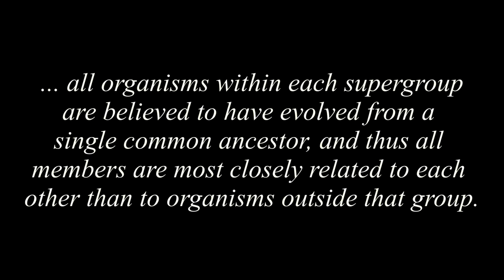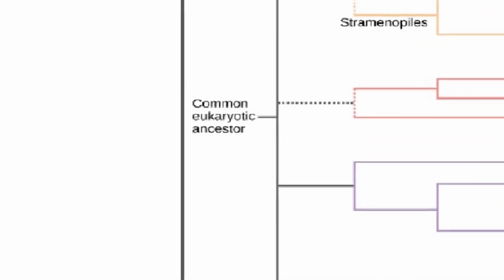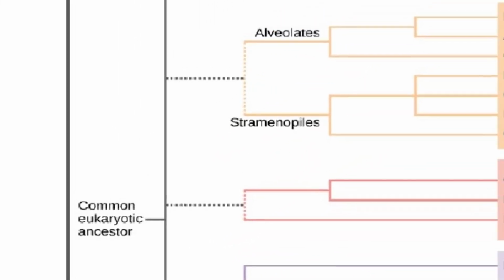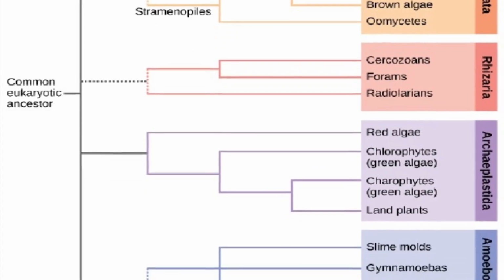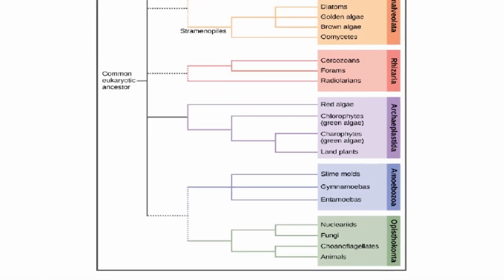The supergroups are believed to be monophyletic. All organisms within each supergroup are believed to have evolved from a single common ancestor, and thus all members are more closely related to each other than to organisms outside that group. There is still evidence lacking for the monophyly of some groups. Figure 13.15. Protists appear in all 6 eukaryotic supergroups.